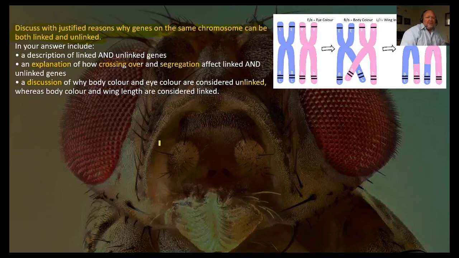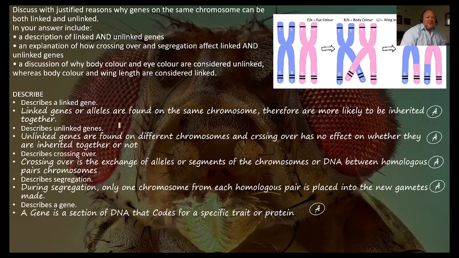Okay, so let's have a look at this. The first part is a description of linked and unlinked genes. So you can see here that first thing, this is our first A, we described a linked gene. Linked genes are alleles that are found on the same chromosome, therefore they are more likely to be inherited together. Bang, you have your A. Describe unlinked genes.